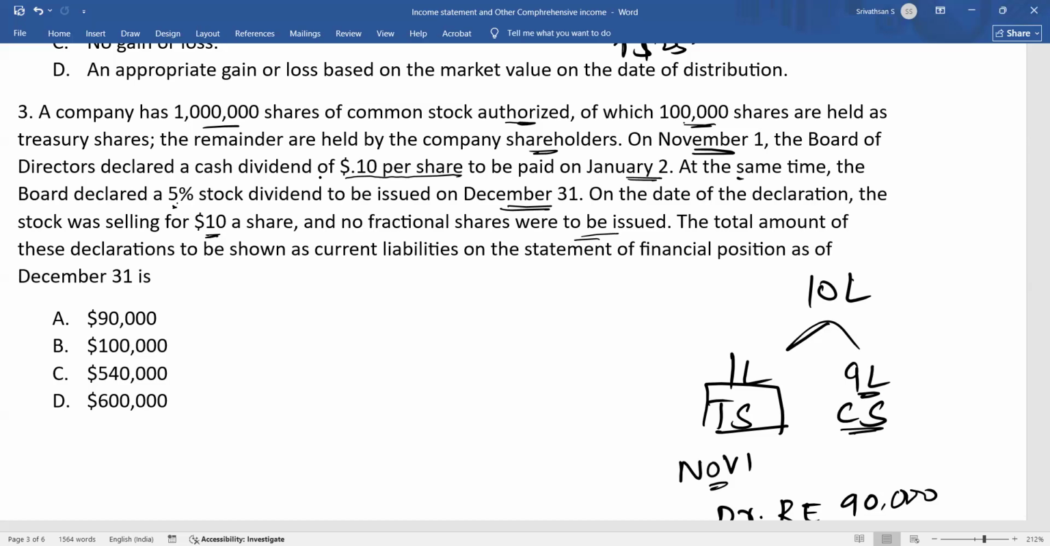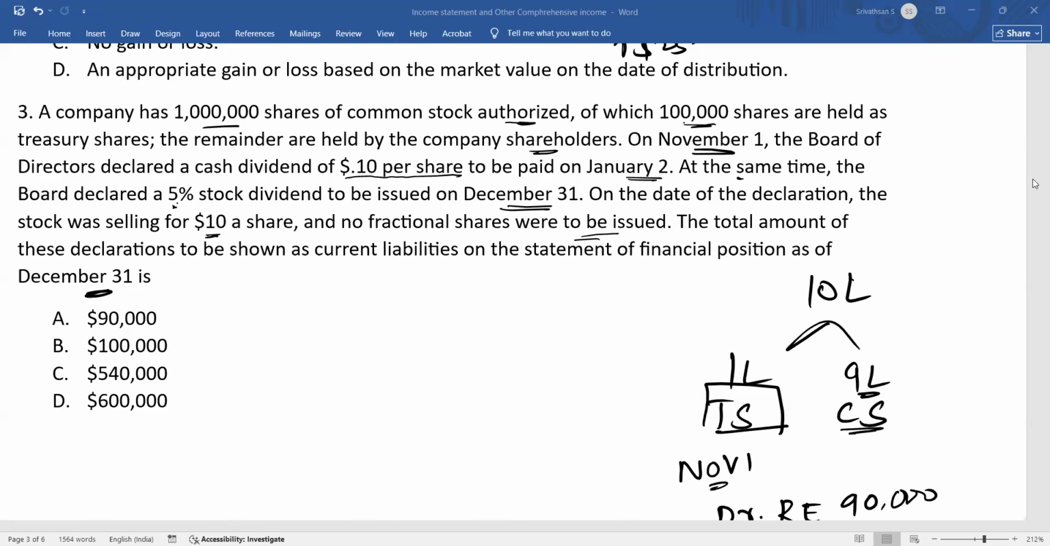So they are asking how much rupees should be shown as current liability for the year ending 31st December, whatever, 2024 or 25, whatever the year is. So in this question, basically there are two dividends. One is a cash dividend, which is declared on 1st November, paid on 2nd January. And the other one is a stock dividend, which is declared at the same time the board declared. So the stock dividend is declared on 31st December, right?